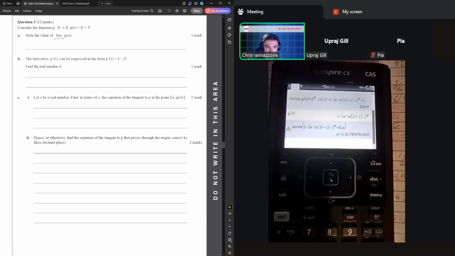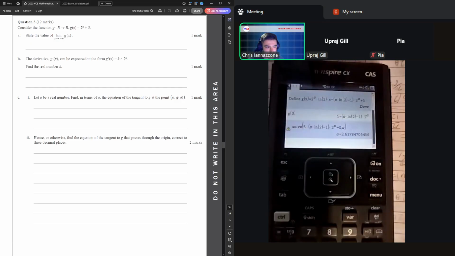Remember, to get a tangent line, you need some sort of y equals mx plus c. You're allowed to have y, you're allowed to have x. You're not allowed to have any other letters in it if you want a fully solved tangent line.